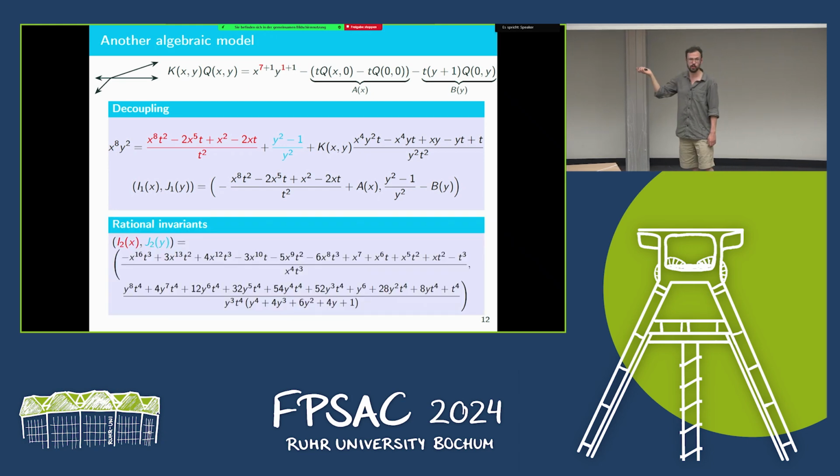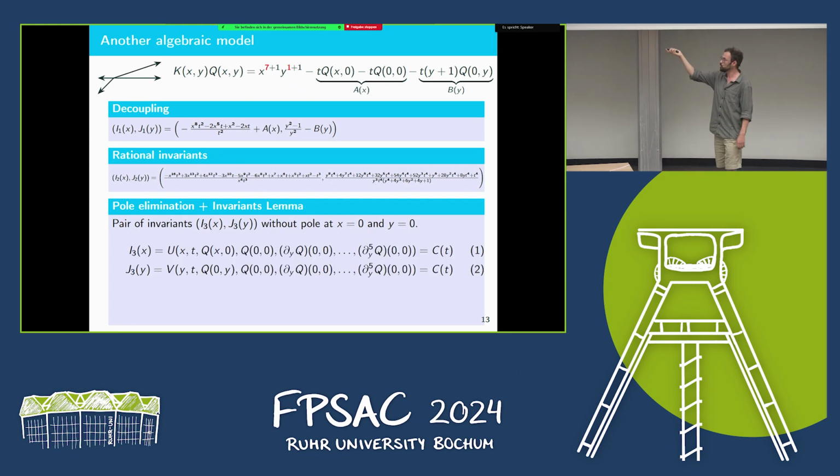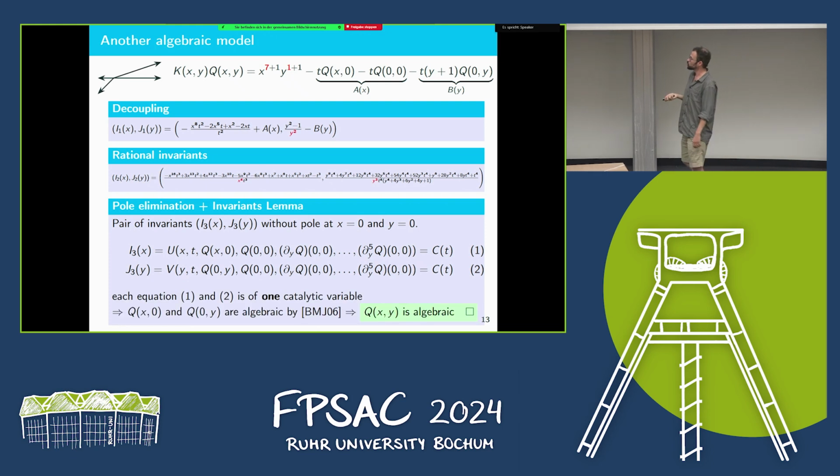Now I guess a second pair of rational invariants. This one is a bit messier. I look at the poles and I perform the elimination, which gives me 2 pairs of rational invariants, 2 pairs of invariants without poles, giving me 2 equations in 1 catalytic variable, and it shows me the algebraicity of Q(x,y).